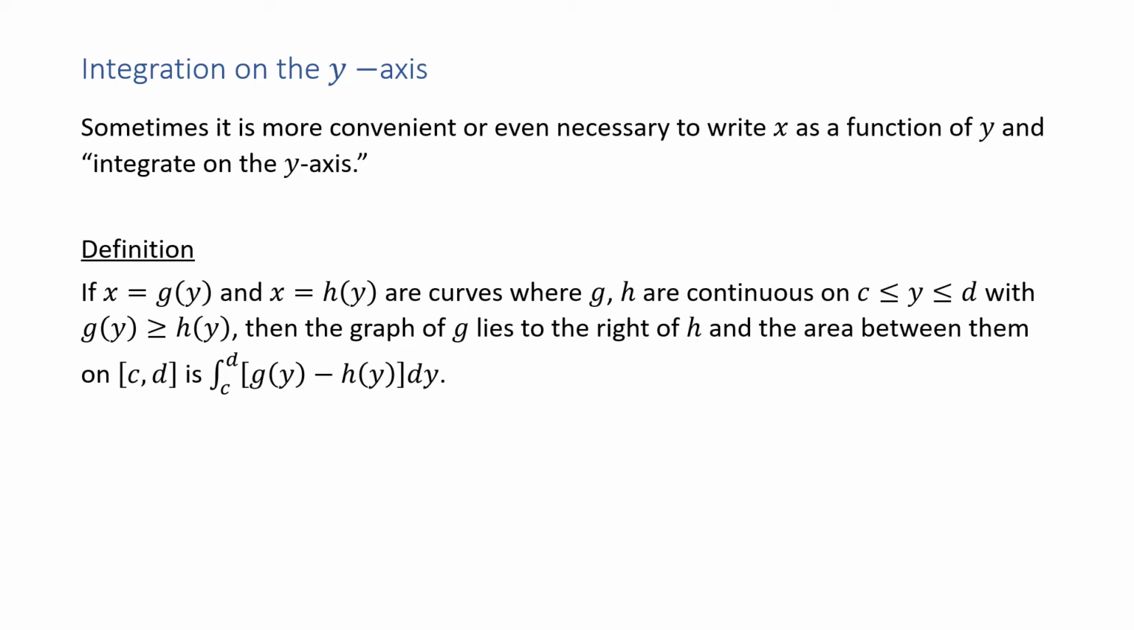Definition: if x equals g of y and x equals h of y are curves where g and h are continuous on c ≤ y ≤ d with g of y ≥ h of y, then the graph of g lies to the right of h and the area between them on the closed interval from c to d is given as the integral from c to d of g of y minus h of y dy.